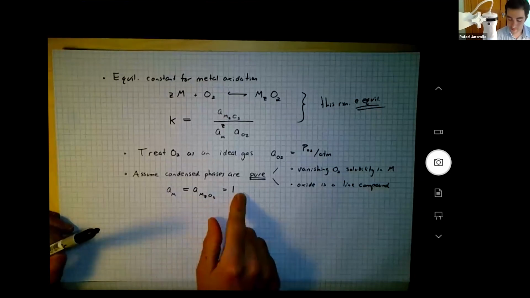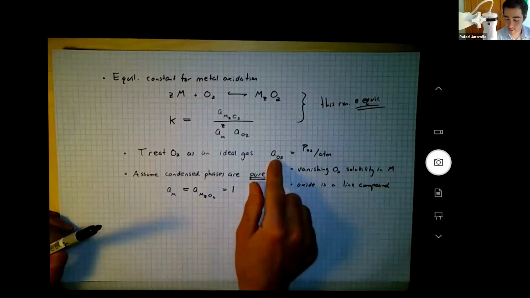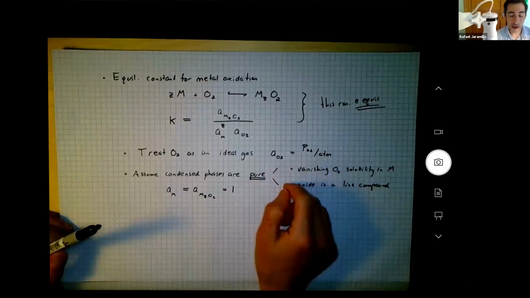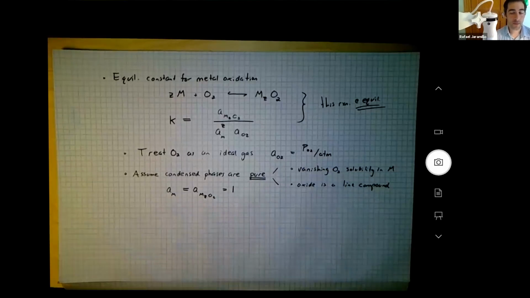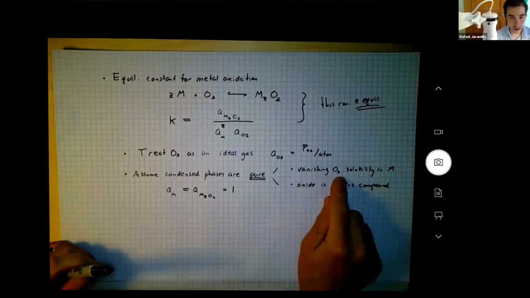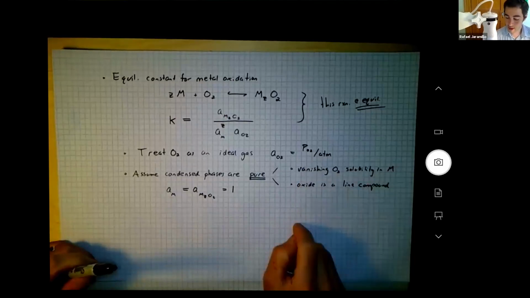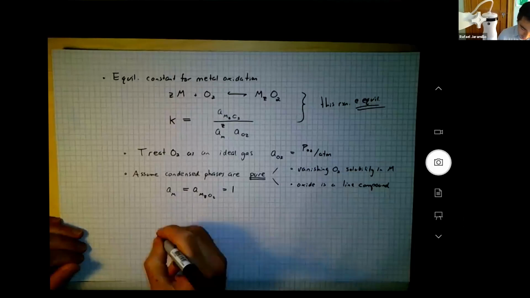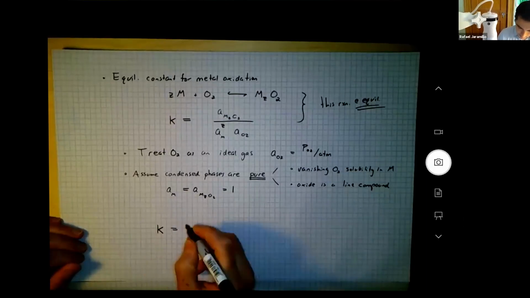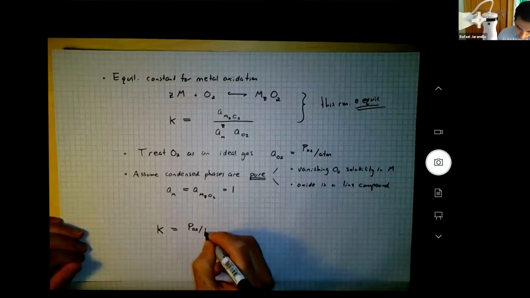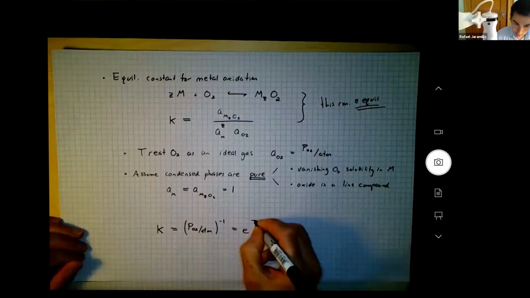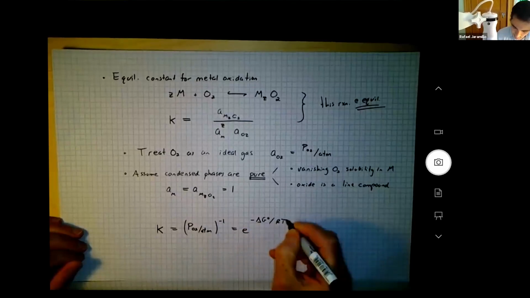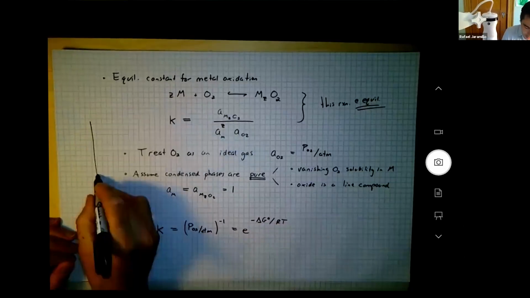So now I have some really handy approximations. The activity of oxygen gas, we're treating it like an ideal gas, so it's just PO2 by atmosphere. And the activity of the metal and the activity of the oxide are both 1. This is equivalent to assuming that there's vanishing oxygen solubility in the metal and that the oxide is a line compound. So with those approximations, the equilibrium constant is PO2 by atmosphere to the -1, and this is going to be equal to e to the minus delta G naught over RT. So you see this simplified quite a lot.